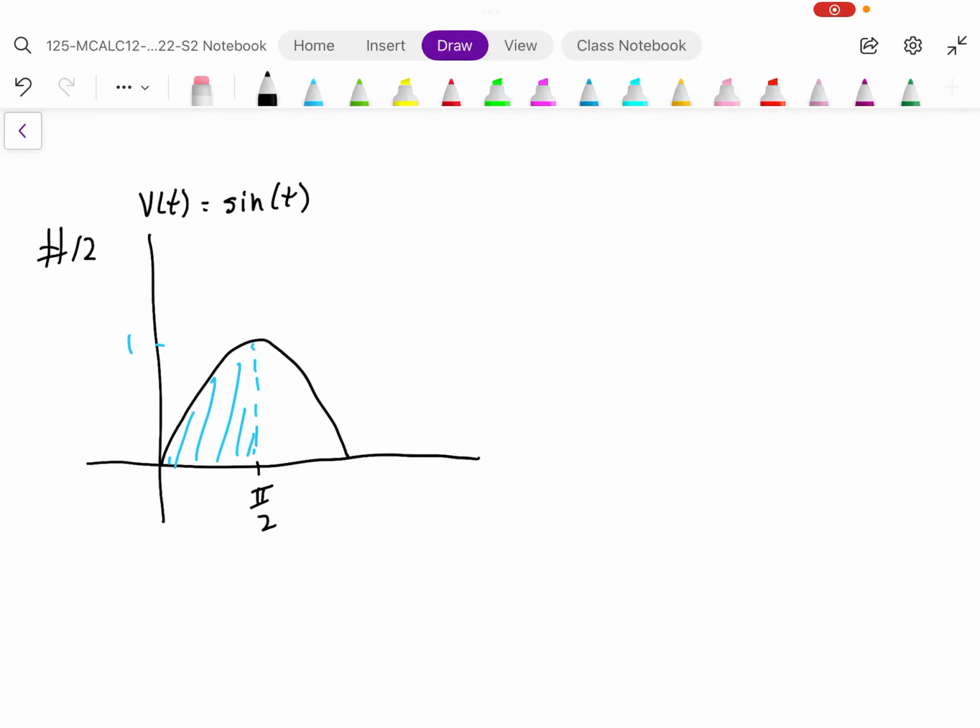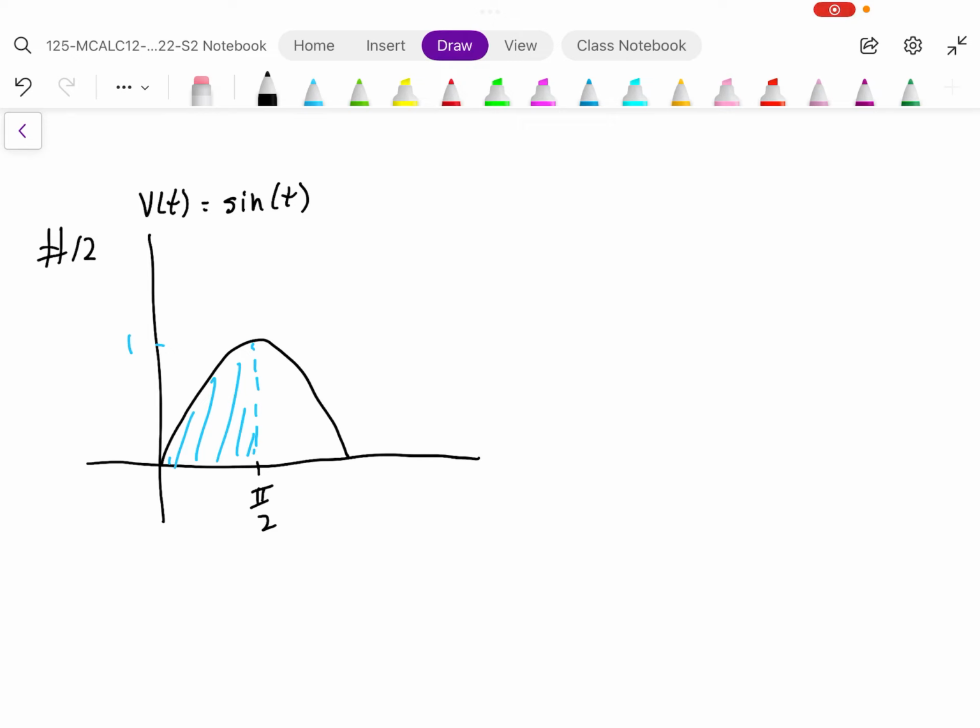Number 12, v of t is equal to sine t. In this case, I've drawn out sine t, and I want to find out the displacement from 0 to pi over 2. That would then represent that area underneath that curve. Again, we have the same problem as example 11, where the area cannot be easily calculated because of that shape.